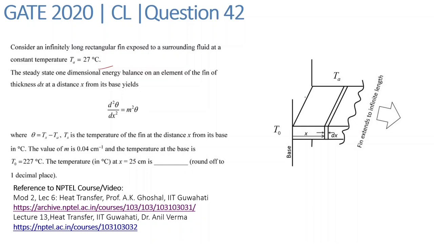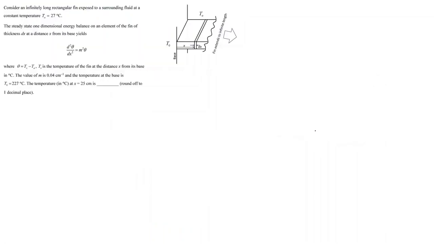So here we have been asked to find the temperature across the fin when x is equal to 25 centimeter. Yes, so here we have been given Ta is 27 degrees Celsius and T0 is 227 degrees Celsius. And we have been asked to find that at x equal to 25 centimeter what is the temperature. So first we will use this equation to find the temperature profile across the fin.